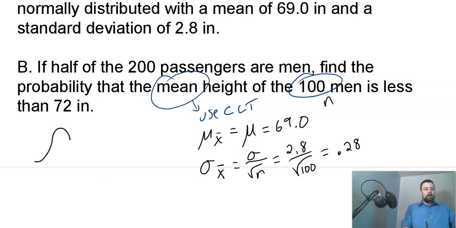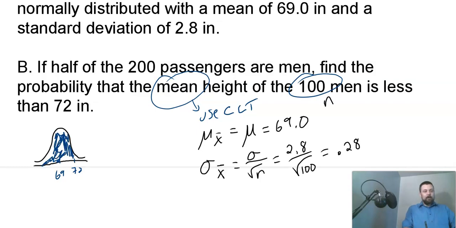And so the picture I think I referred to drawing earlier. Let's try that. Okay. The mean's in the middle, 69, 72. We want to find the probability that the average height is less than 72.